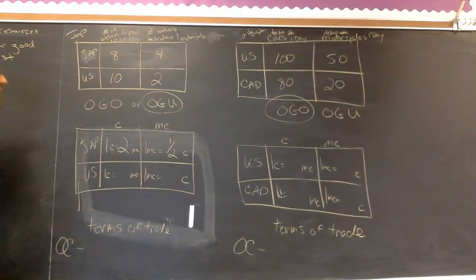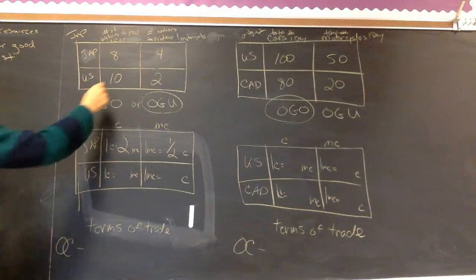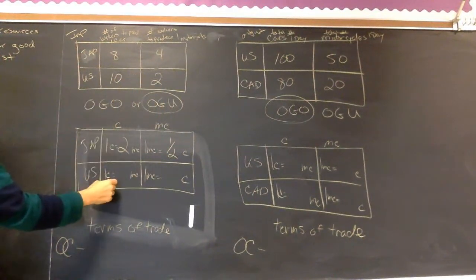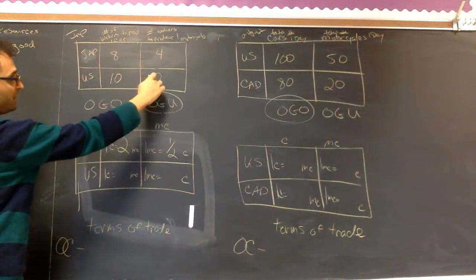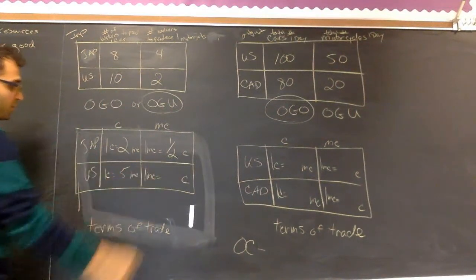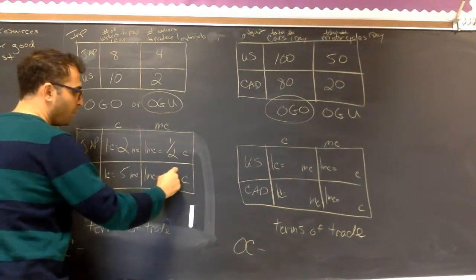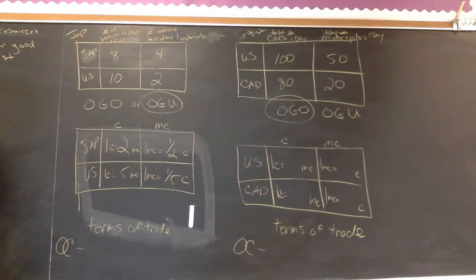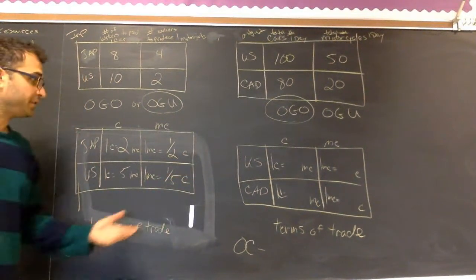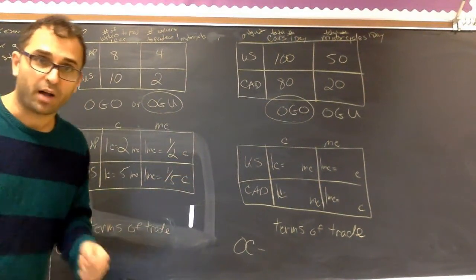That's the reciprocal. See if you can do the next one. So other goes under. 1 car for the U.S. will cost, other goes under, 10 over 2, 5 motorcycles, and you can just reverse it. 1 motorcycle costs 1/5 of a car. Now you can correctly figure out who has the opportunity cost, right?